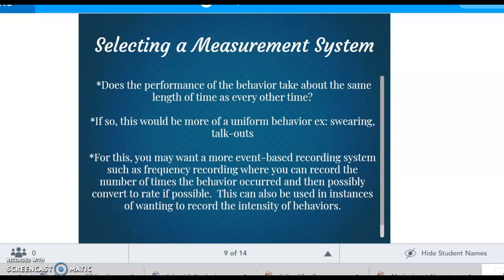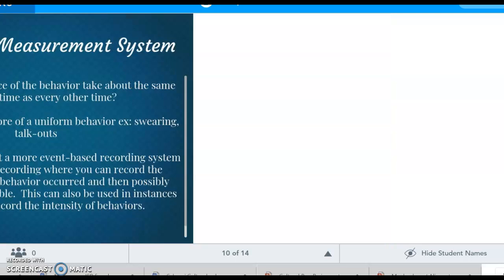And for this, you may want a more event-based recording system, such as frequency recording, where you can record the number of times the behavior occurred and then possibly convert that to a rate if it's possible. This can also be used in instances of wanting to record the intensity of behaviors.